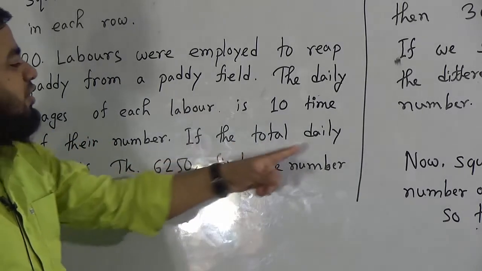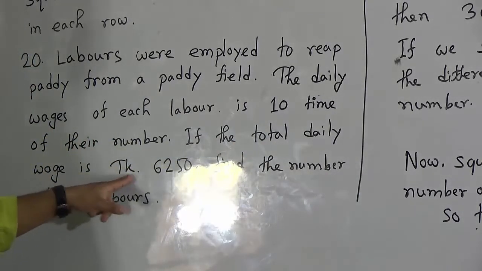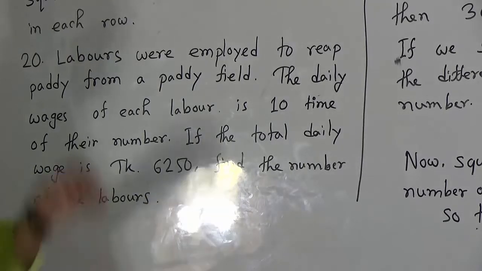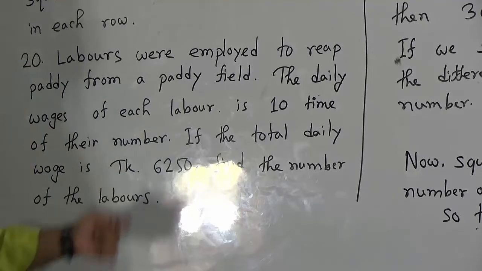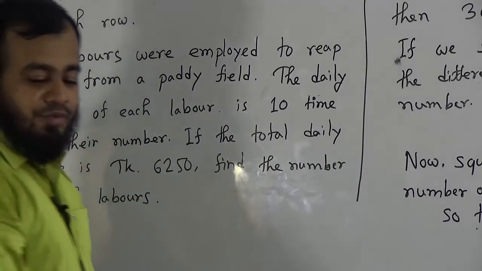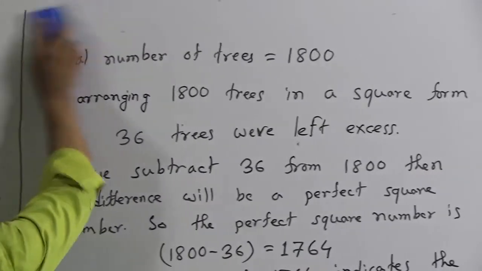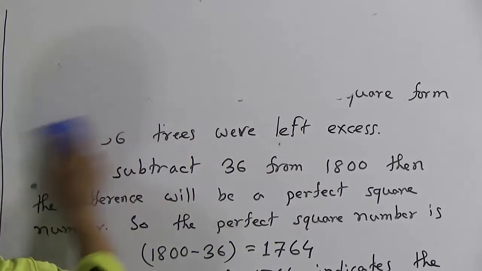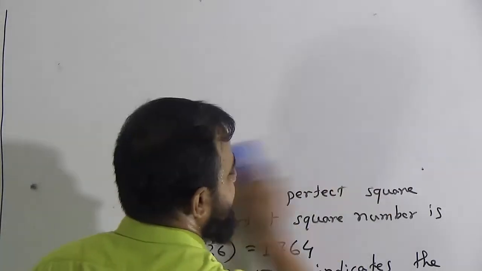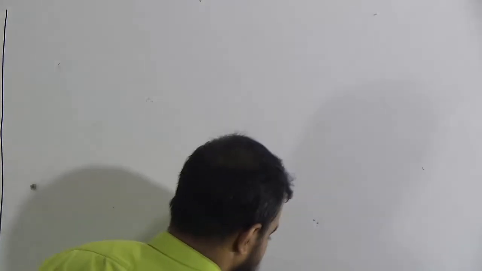If the total daily wages is taka 6,250, find the number of the labor. We need to find out at first the total daily wages of the total number of laborers. First of all we should assume that the number of labor is x, a variable. Then we will find some equation and you can find the value of x. Okay, my students, look, it's 20.